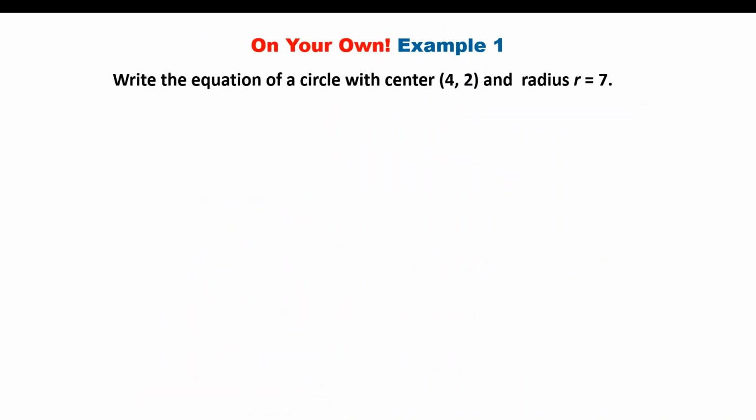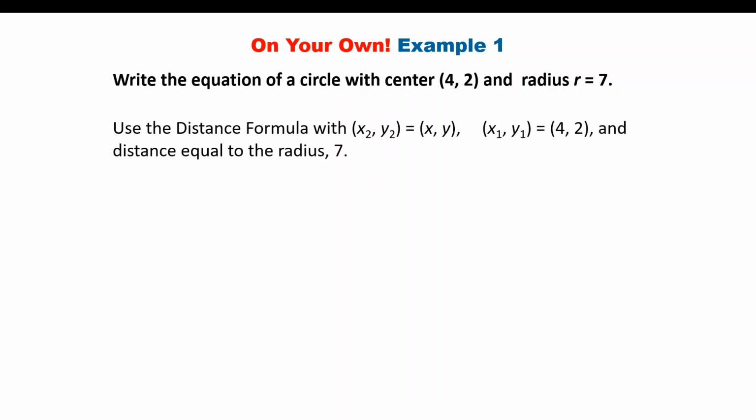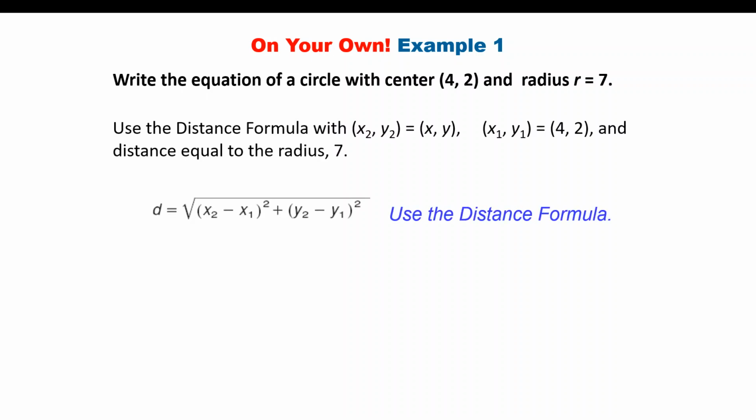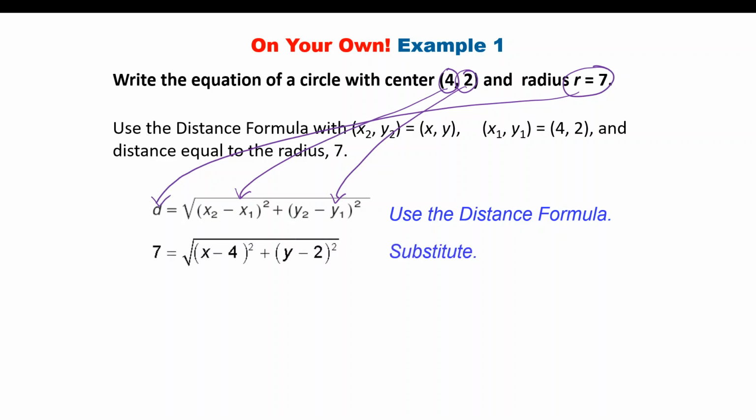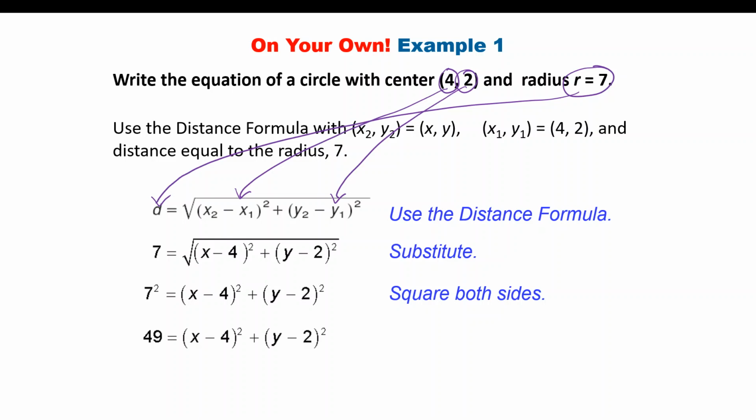So try this one on your own. Hopefully you can do the exact same thing. Turn your video off for just a second and give it a try. All right, so the first thing that we want to do is go ahead and use the distance formula, and here it is. Again, we're going to substitute our x into the x place and our y into the y, and we have the radius, so we know the distance, so we'll substitute that into our d. And once we substitute everything in, we can just square both sides now so we can get rid of our radical. And go ahead and square out 7 squared equals 49. So here's your equation. Hope you were able to find that one.